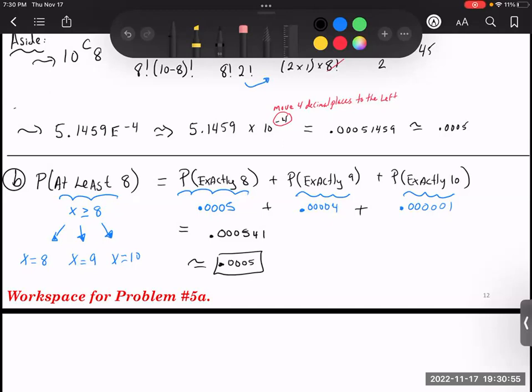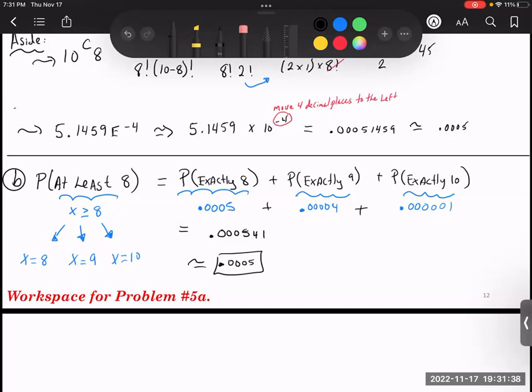Any questions for part B? Yeah. Is that the formula for at least, or is it just for this specific problem? Yeah, that would be the formula. If you're dealing with the at least case, then it's always x is greater or equal to whatever value comes after the words at least. That's how you set it up. At least 8 means it could be 8 or 9 or 10. But we stop at 10 because that's the number of trials, the maximum number we can go up to.